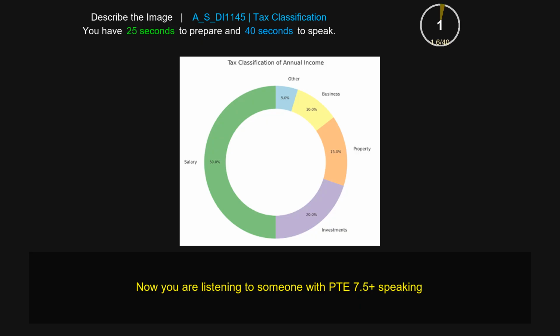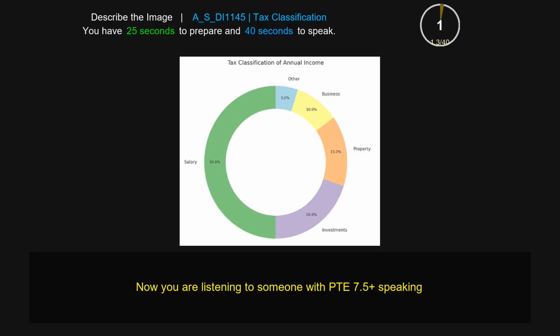The provided image is a pie chart that gives information about tax classification of annual income. There are a few categories given such as salary, investments, property, business and other. Firstly, it is evident that the maximum value was covered by salary with 50%. Conversely, the minimum value is covered by other with 5%. Another interesting point of this pie chart is investment with 20%, whereas property covered 15% and business 10%. To sum up, the pie chart gives information about tax classification of annual income.